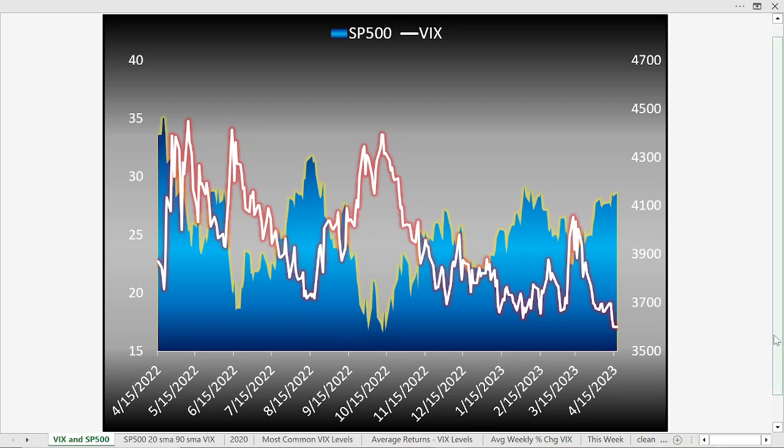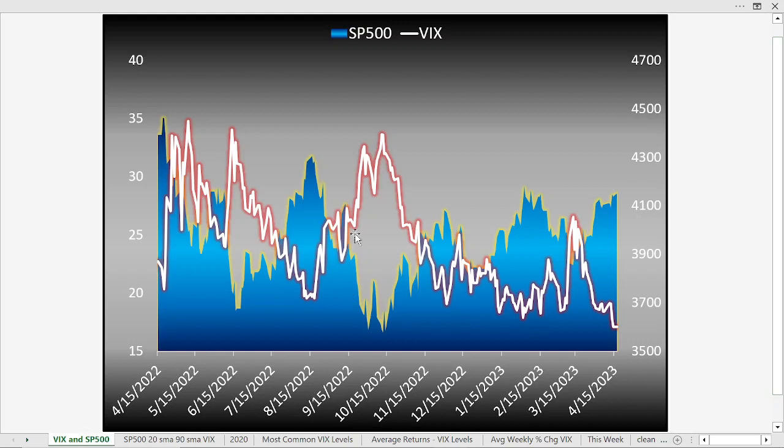Now, conversely, we take a look at the S&P 500 in blue, and the white line represents the VIX. The VIX is a volatility index. It's made up of the front month options and the premiums of those options on the S&P 500. It's known as the fear index. It moves up when stocks go down.